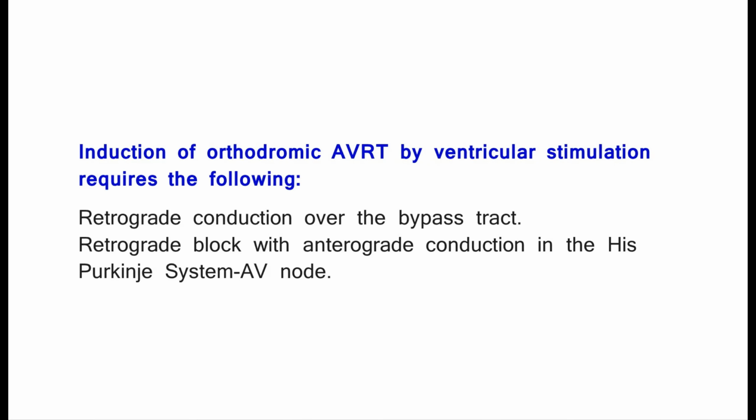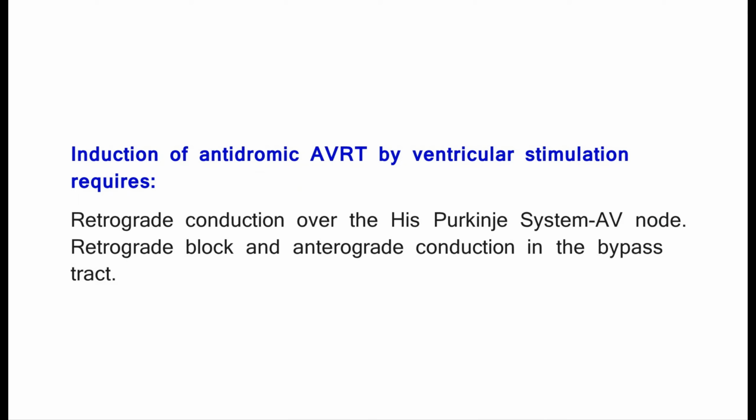Induction of orthodromic AVRT by ventricular stimulation requires the following. Retrograde conduction over the bypass tract. Retrograde block with anterograde conduction in the His-synchronous system AV node. Induction of antidromic AVRT by ventricular stimulation requires retrograde conduction over the His-synchronous system AV node. Retrograde block and anterograde conduction in the bypass tract.